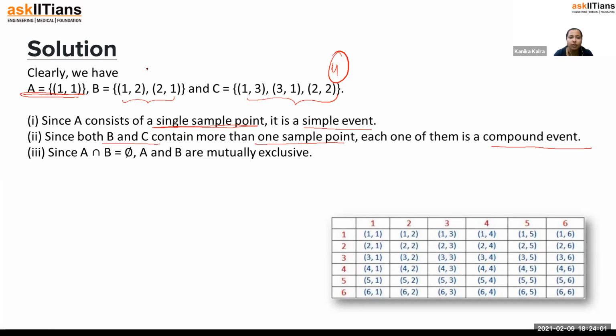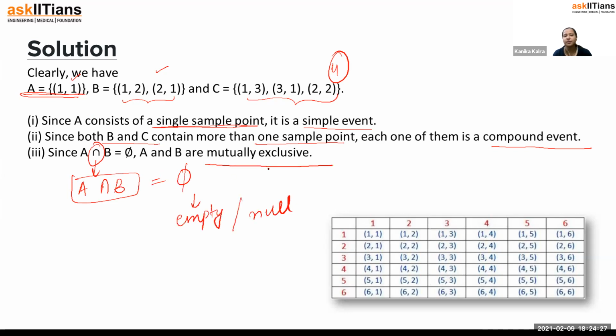And now if we talk about A and B, they do not have anything in common. So A intersection B, intersection means the common elements, is phi, which means empty or null. So that is why they are mutually exclusive events, because they do not have anything in common. And these are your sample space values.